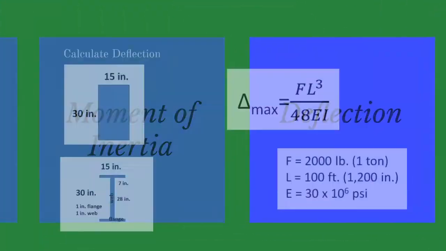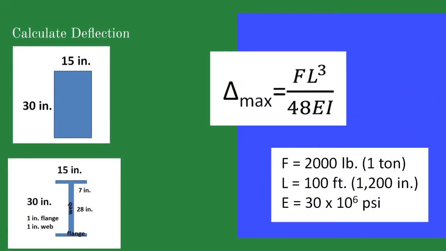So let's talk about deflection now. Remember, deflection is the force that's placed on a beam multiplied by its length cubed divided by 48 times the modulus of elasticity times that moment of inertia that we just calculated. If we want to compare these two beams as if they're the same material and spanning the same length, then a lot of those things are going to be constant.